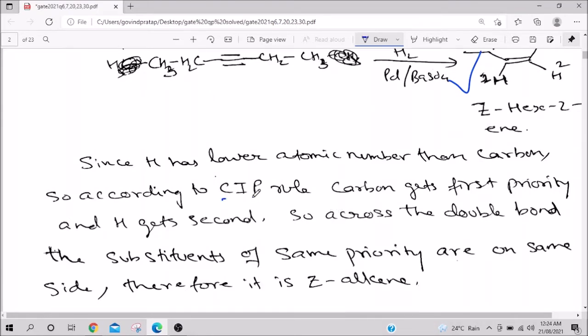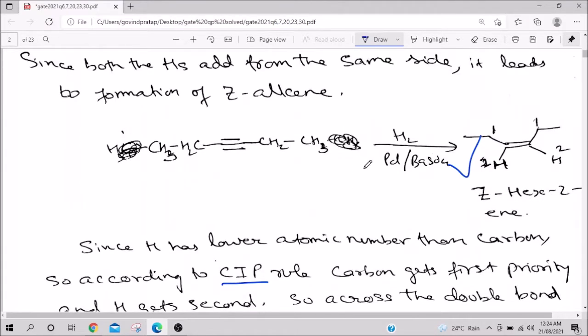Let us explain why it is Z. First we have to give priority to the substituents across the double bond. So this is the double bond, and I have to give priority to both the substituents on this carbon and on this carbon.